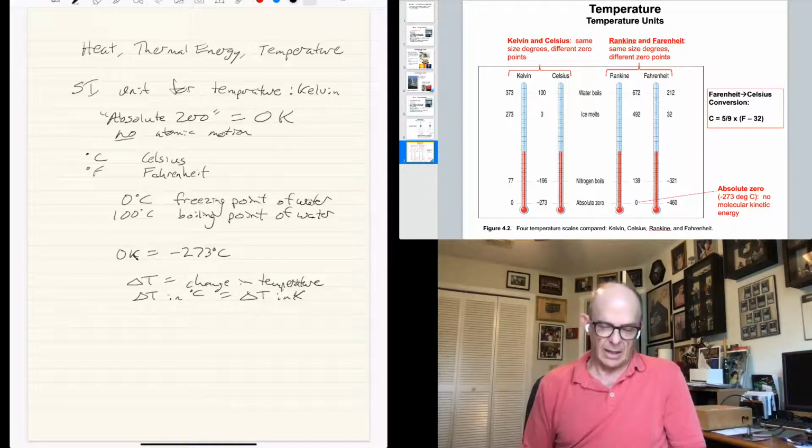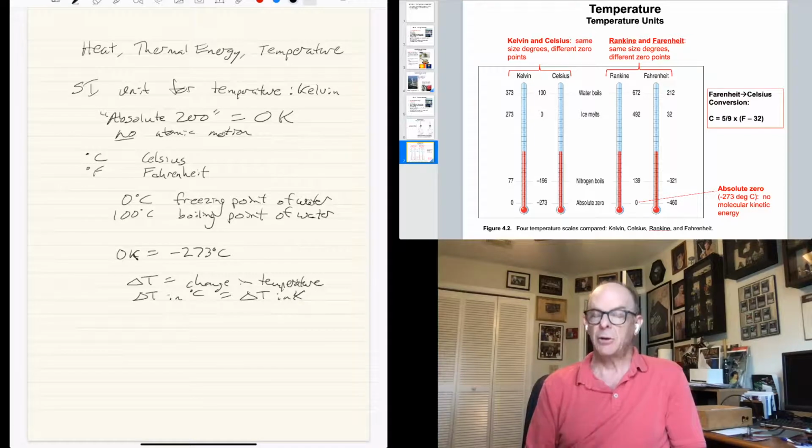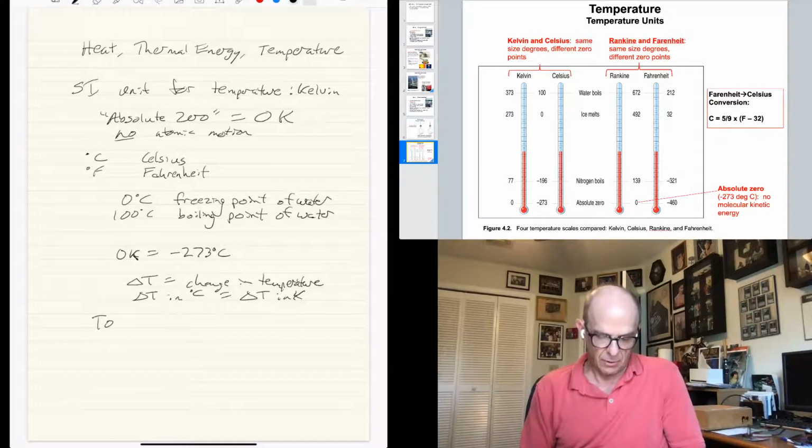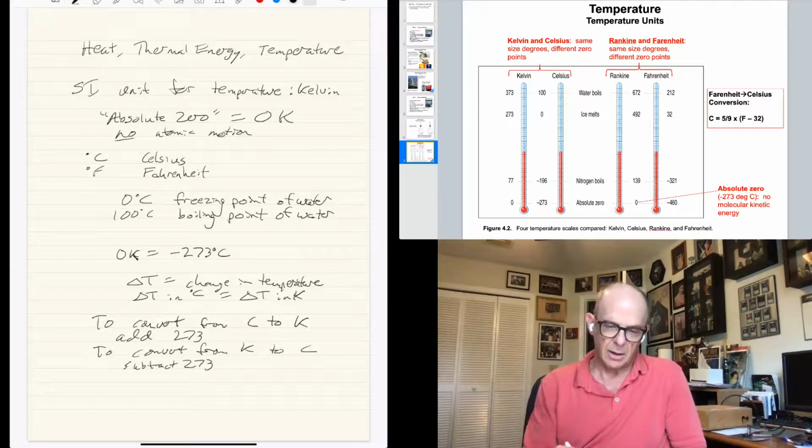So the change in temperature, I don't have to do anything if I'm looking at a temperature change between Celsius and Kelvin. But if I'm looking at actual absolute values of temperature, which we will also be doing for some problems, then you do need to do this offset to convert from C to K. You just add 273. To convert from K to C, you subtract 273.